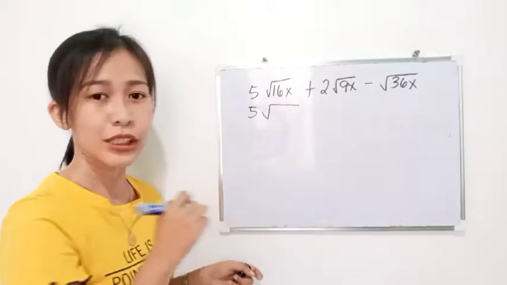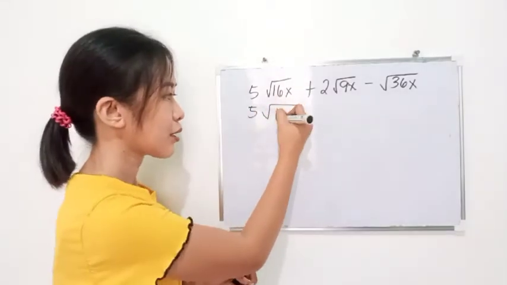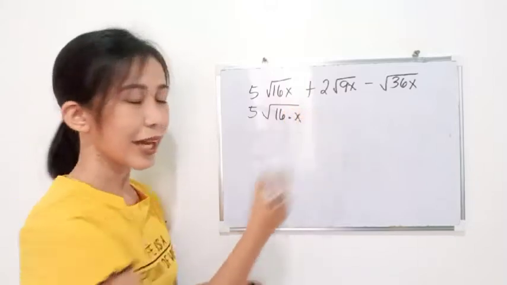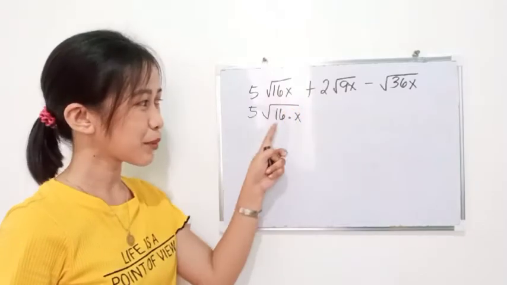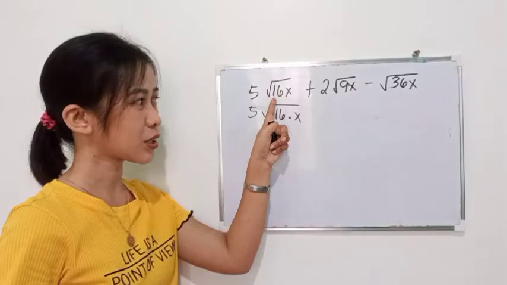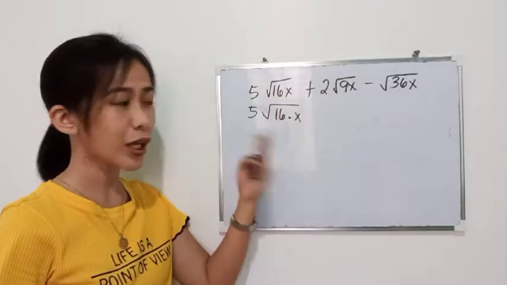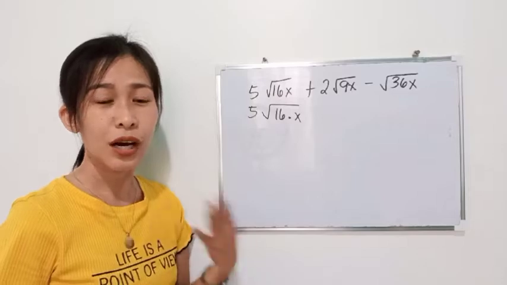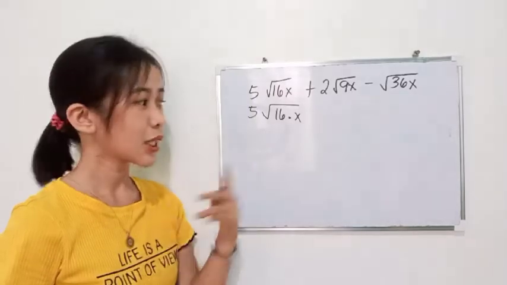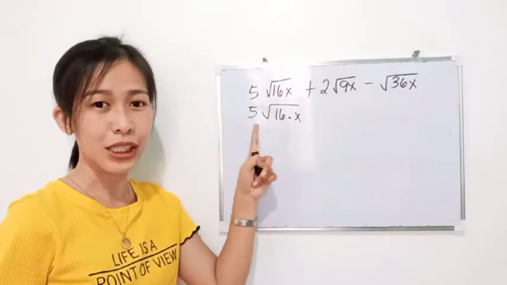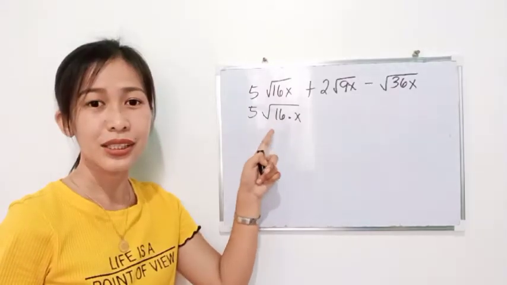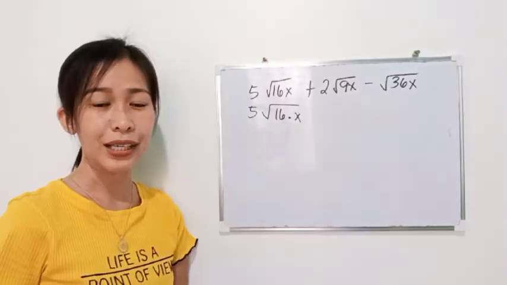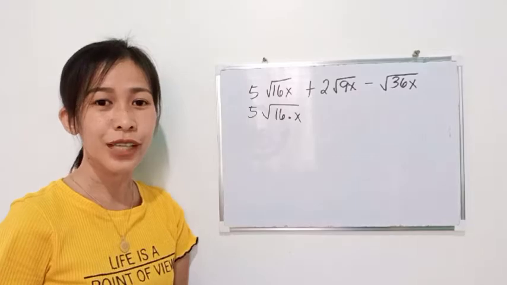Of course, ang factor ng 16 tsaka x ay 16 times x. Diba? Kapag pinag-multiply mo yung 16 times x, it should be 16x. And as you can see, si 16 ay perfect square. Therefore, we don't have to go deeper. Hindi na natin siya hanapan pa ng factor si 16. Since si 16 is already a perfect square. So, take note also of that, okay?